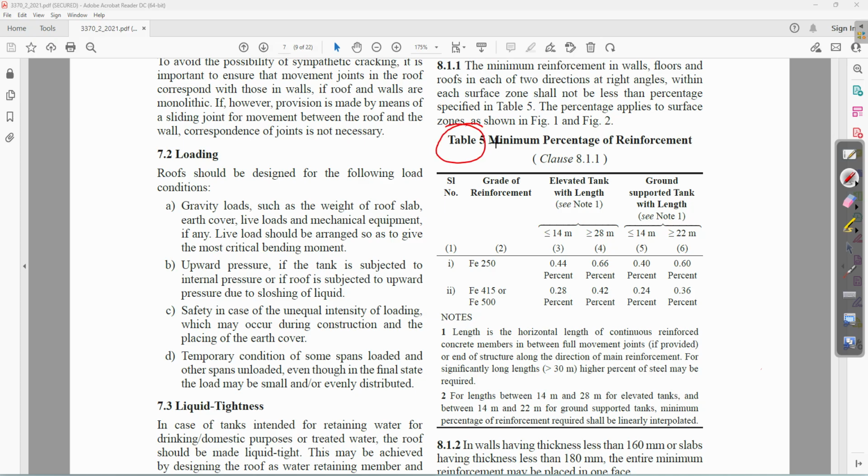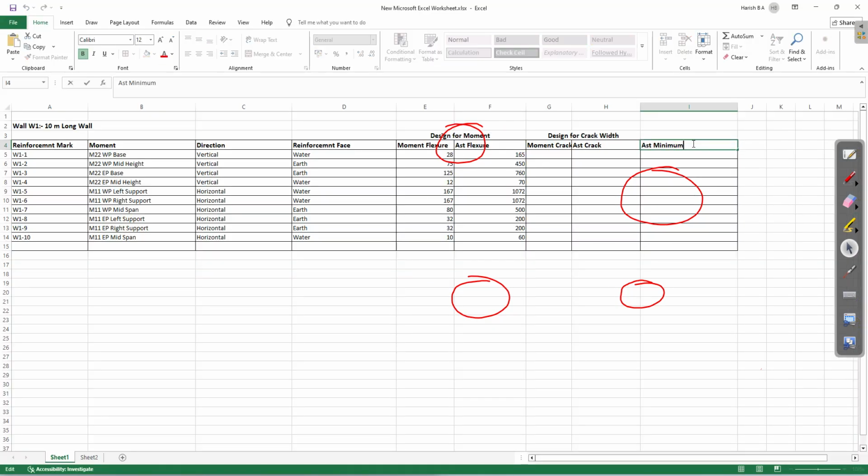So here you have table for minimum percentage of reinforcement. So you are using grade of reinforcement as Fe 500. So ground supported tank, I think it is 0.24%. So I will go back to my Excel sheet. It is 0.24. I will add percent, 0.24%.